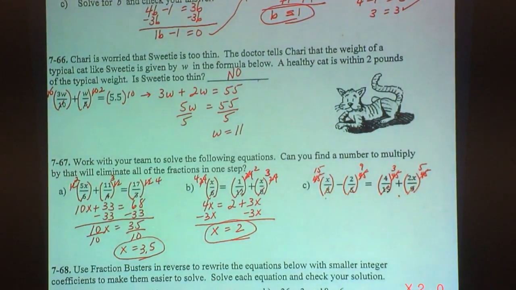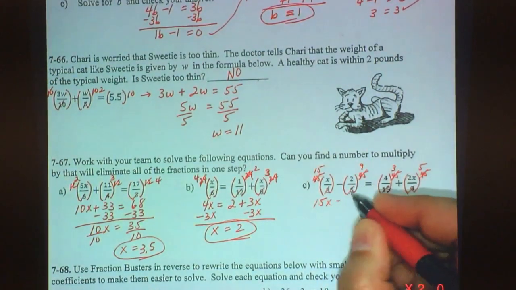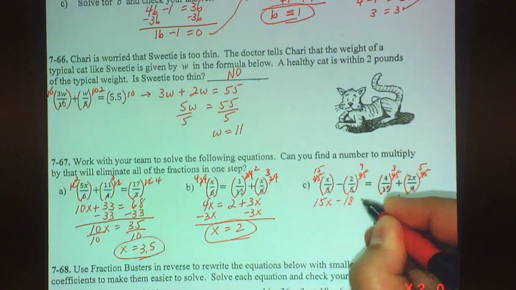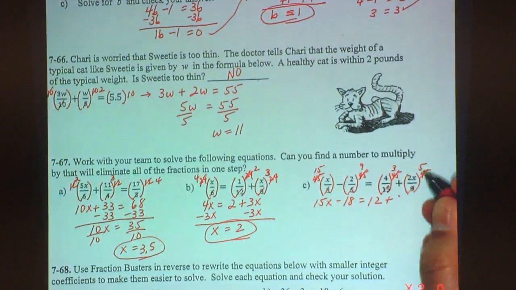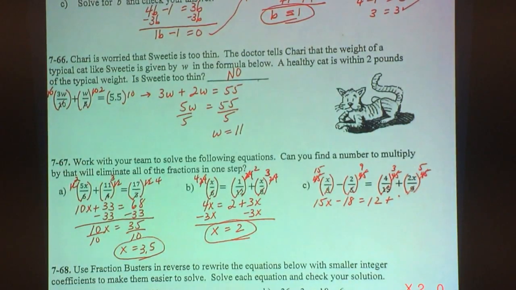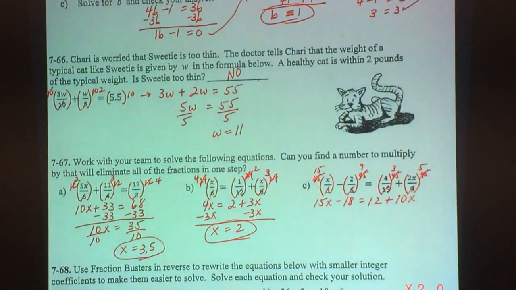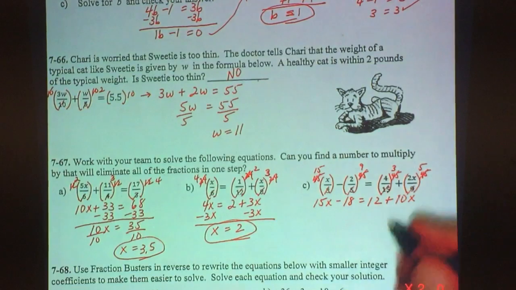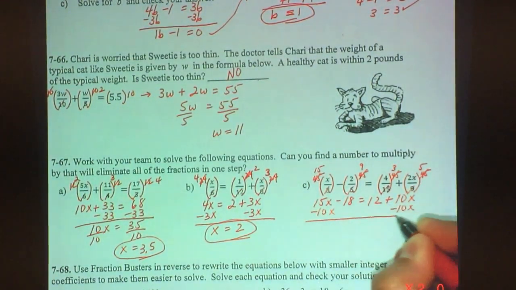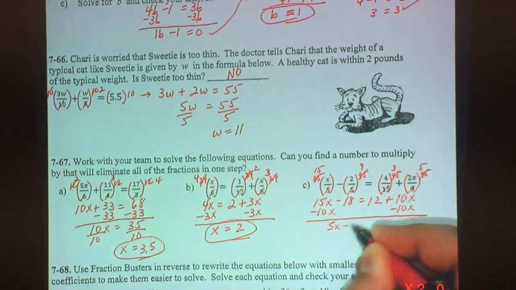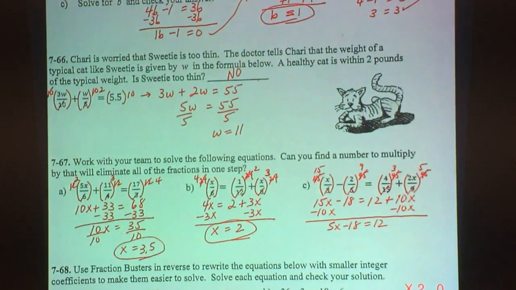Okay, what's 15 times x? 15x. What's 9 times 2? It's 18. What's 3 times 4? It is 12. What is 5 times 2x? It's 10x. Okay. How many x's can we balance out from both sides? 10x. And then we have 5x minus 18 equals 12. Okay, now we're going to add 18.